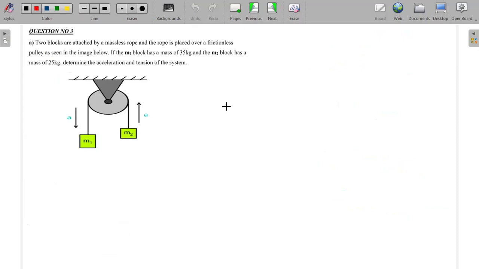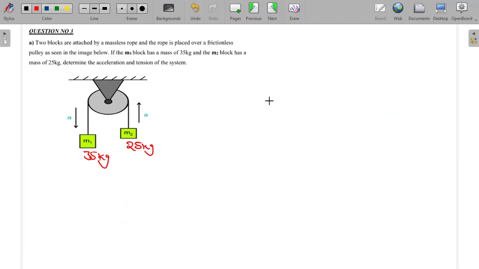Question 3 is saying two blocks are attached by a massless rope, and the rope is placed over a frictionless pulley as seen in the image below. If the M1 block has a mass of 35 kilograms, so here I have 35 kilograms, and the M2 block has a mass of 25 kilograms, determine the acceleration and the tension in the system.